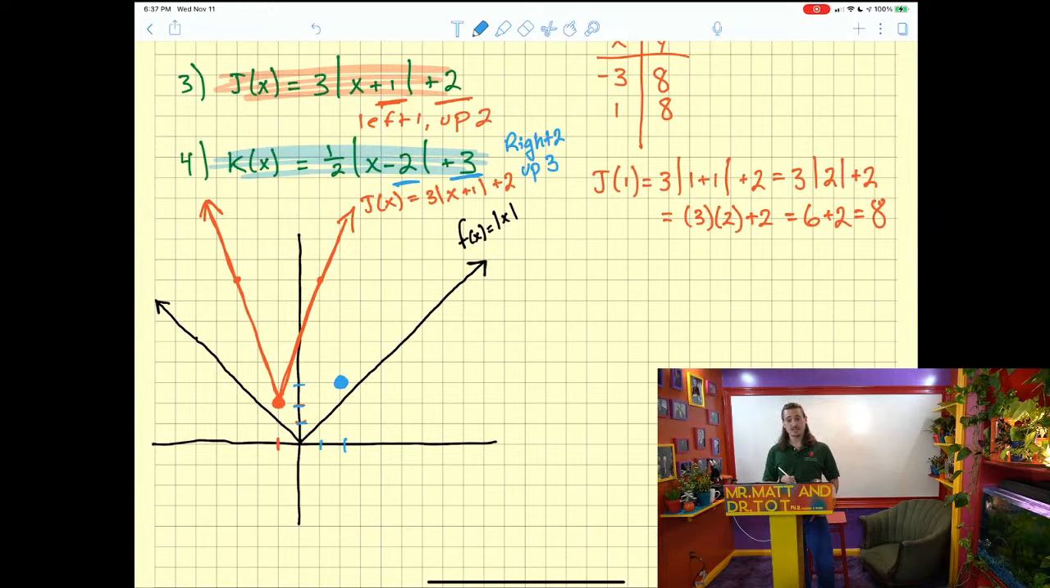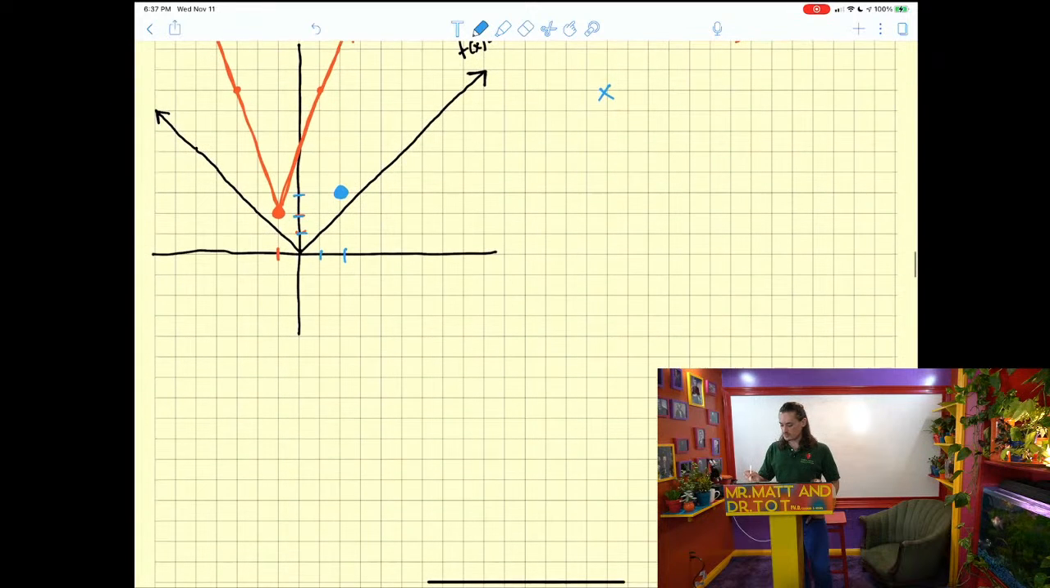And now I need to test 2 points on opposite sides of x is equal to 2. So I'm going to, again, draw a table here. And I'm going to test x is equal to 0 and x is equal to +4, because those are both 2 units away from x is equal to 2.